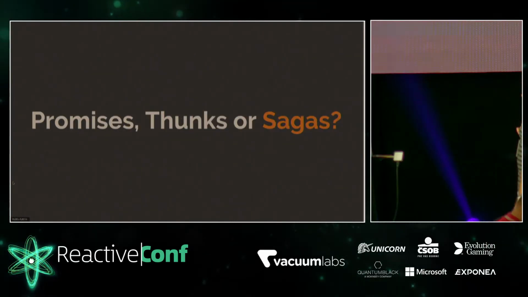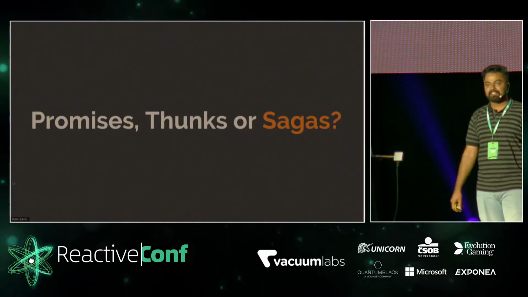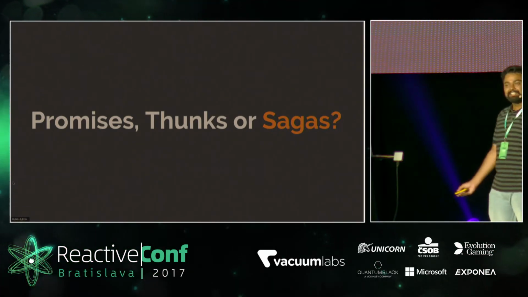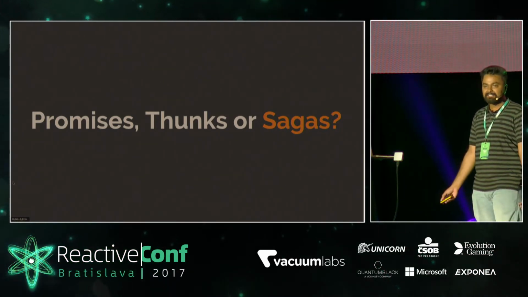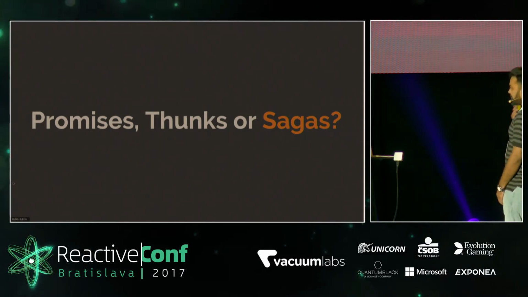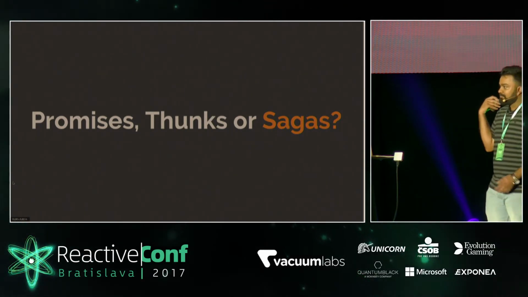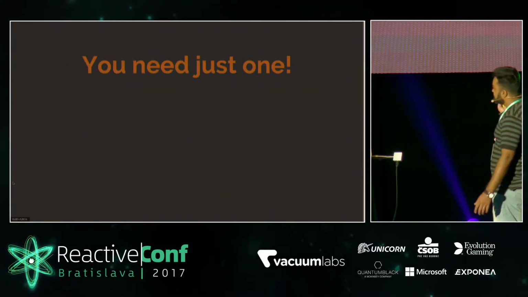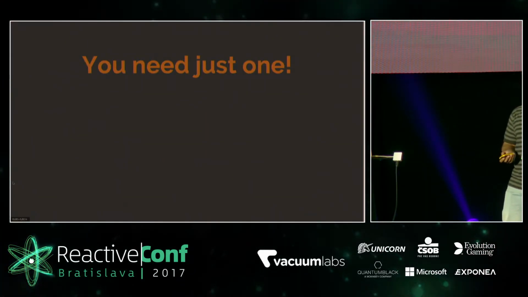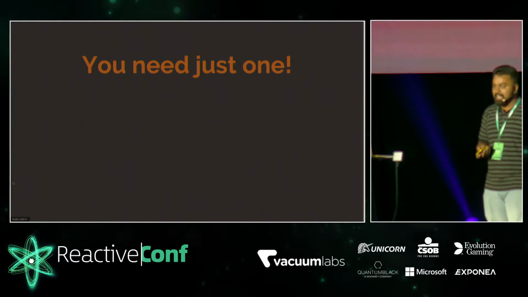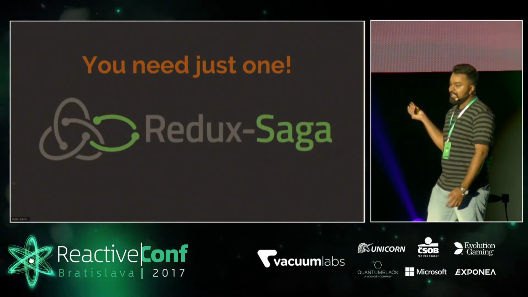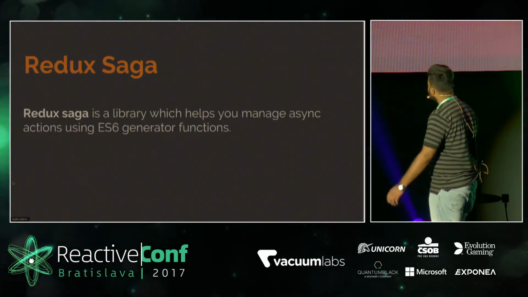So let's start. How do you handle async actions in your Redux? Probably promises or thunks, or maybe sagas, or Redux pack, something like that. I'll share my experience of what I found is better. Generally speaking, we only use one Redux middleware, and which should you choose? Redux Saga. And let me tell you why.